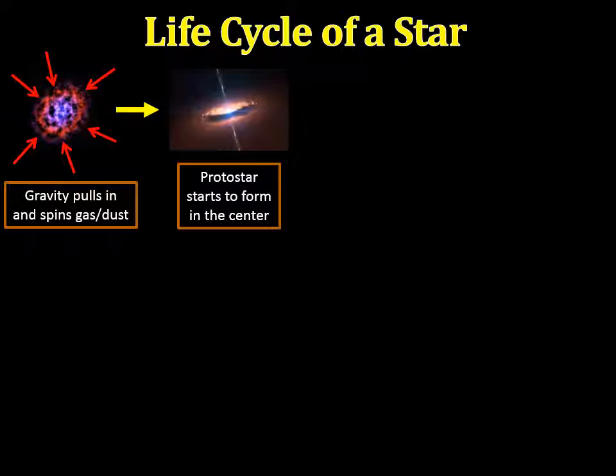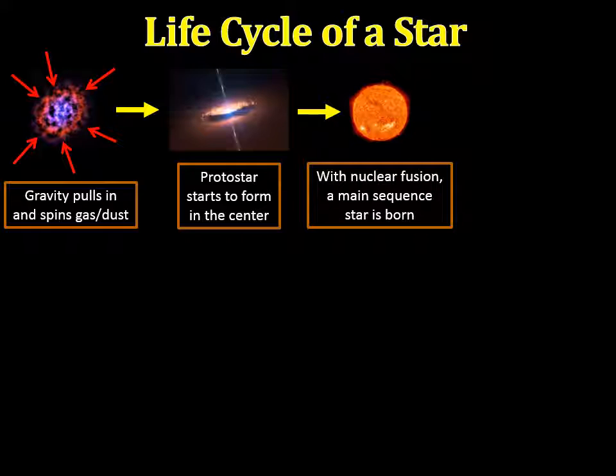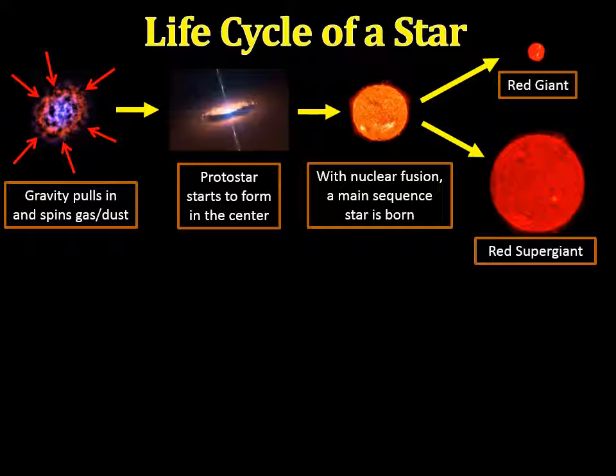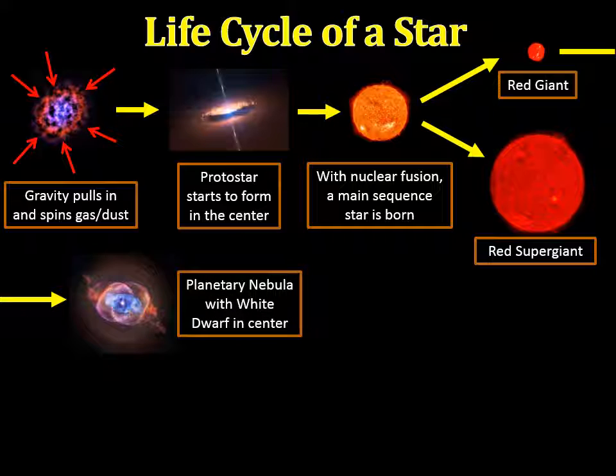Now again, a protostar is not exactly a star yet, but it does start to get some structure to it. But then nuclear fusion starts, and this gives us a main sequence star, and this is where a star is born. And from here we have two possibilities. It becomes either a red giant or a red supergiant, depending on the mass of the object. A red giant will become a planetary nebula along the outside and a white dwarf at the center.